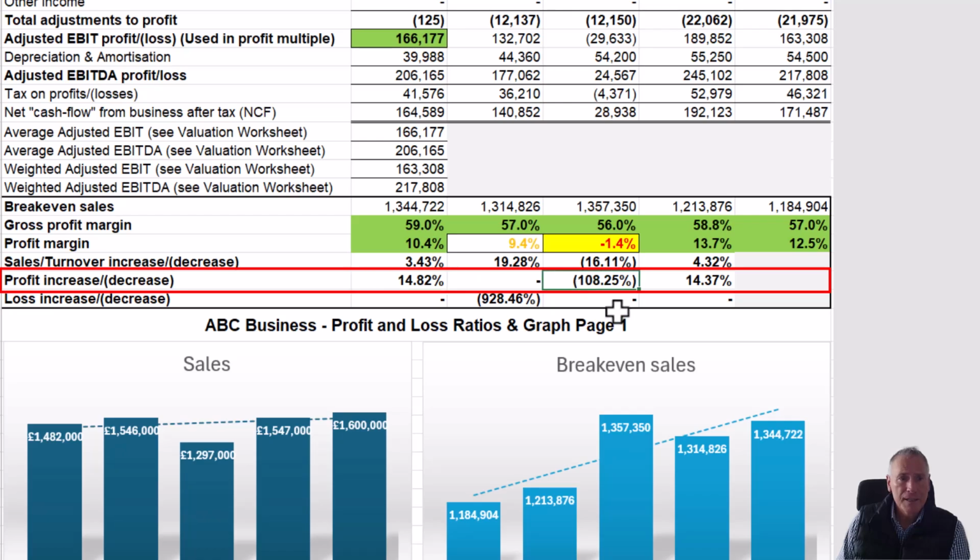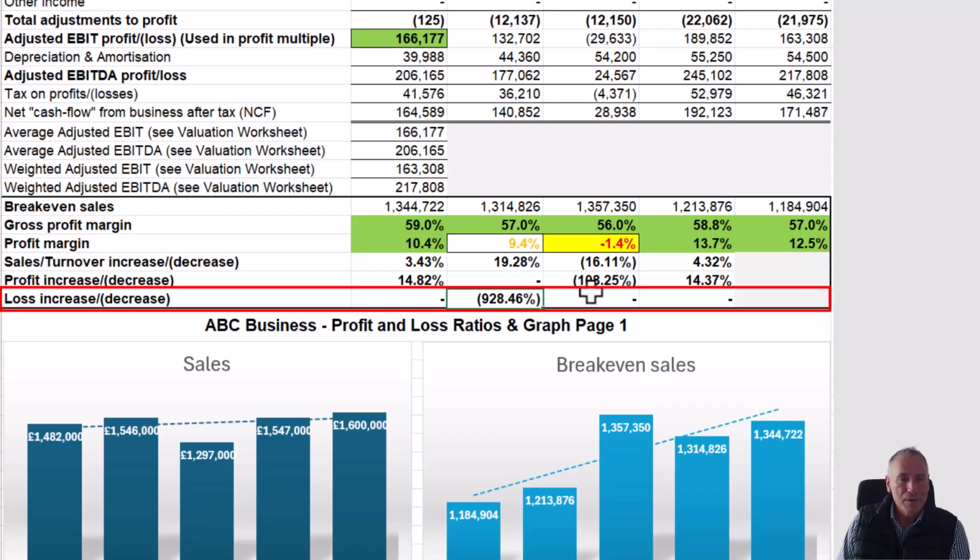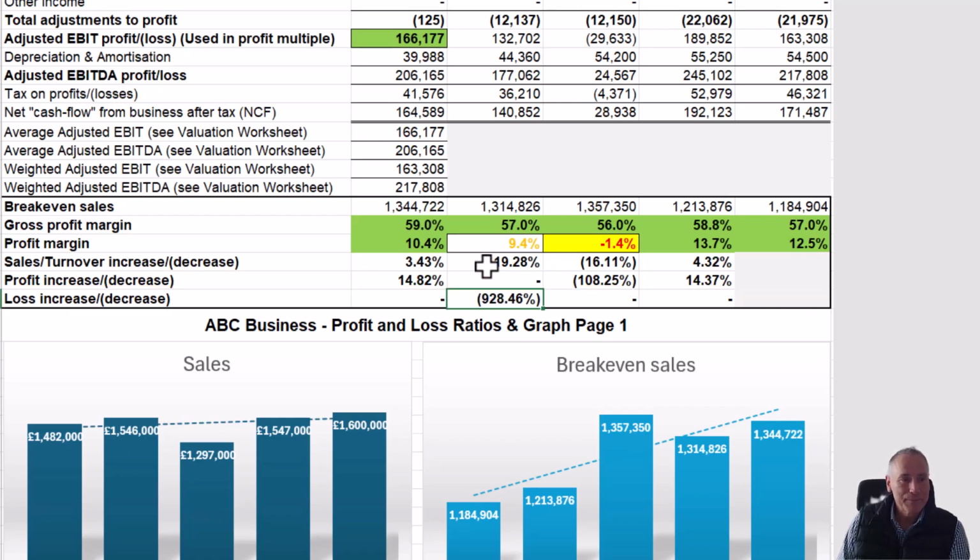So it decreased here by 100%. And in this case, a loss decrease. So it went from a loss back into profit. So that's a very high jump there.